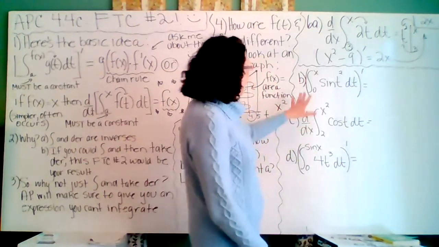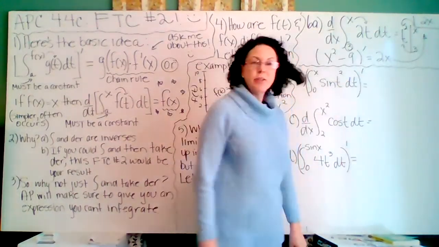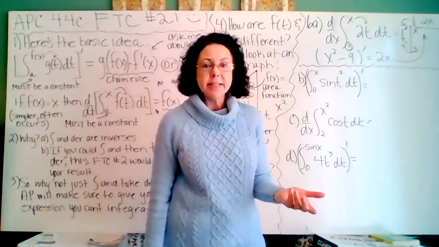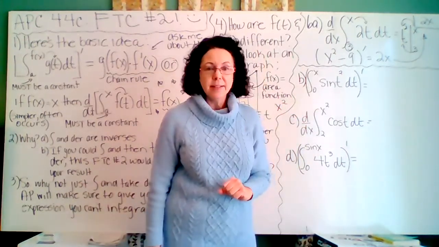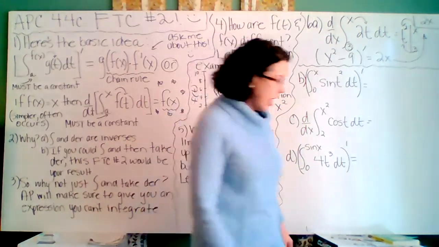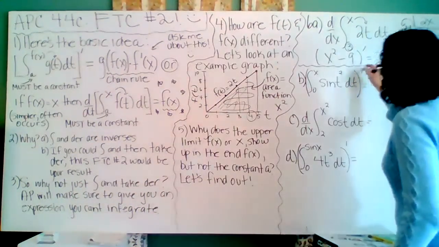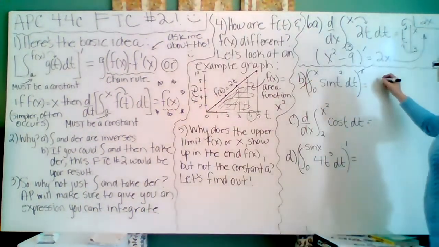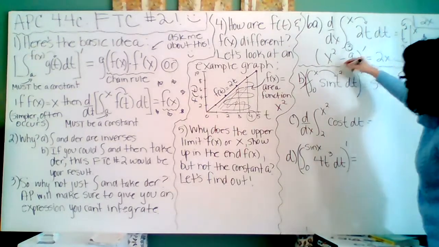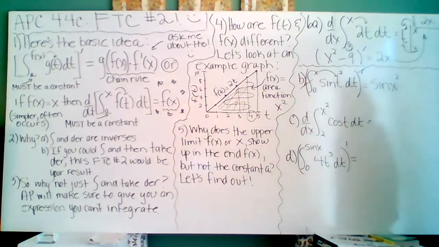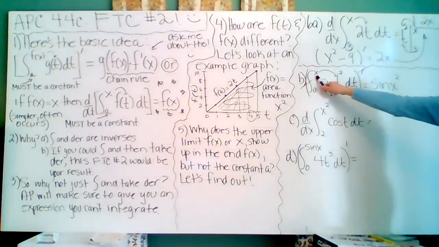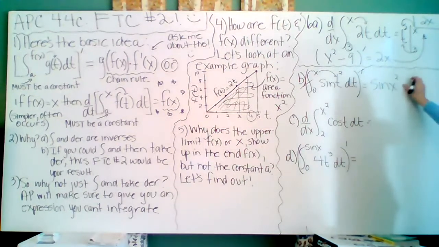Okay, let's take a look at B. At B, I see an integral. I see a derivative. I think this is FTC number 2. Let me check the lower limit. It is in fact a constant. So I know what I will be left with is the function evaluated at the upper limit times the derivative of the upper limit, and that was just a 1.